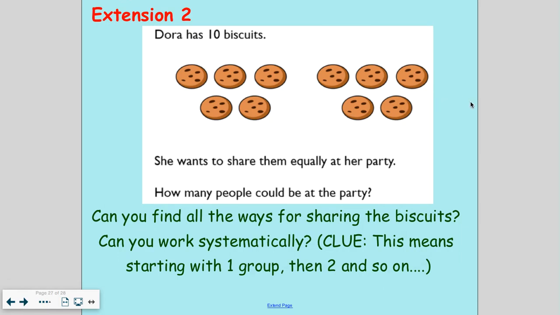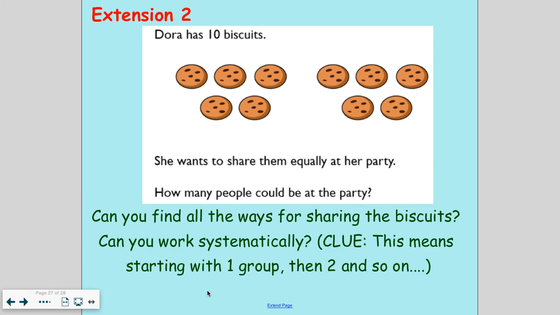Your second extension is to see how many different ways you can share the number 10 into equal groups. Now, Dora has 10 biscuits. She wants to share them equally at her party. How many people could be at the party? Can you find all the ways for sharing the biscuits? I wonder if you could work systematically. And I've given you a clue as to what this means.